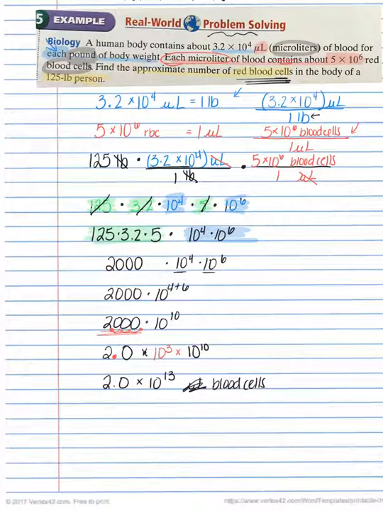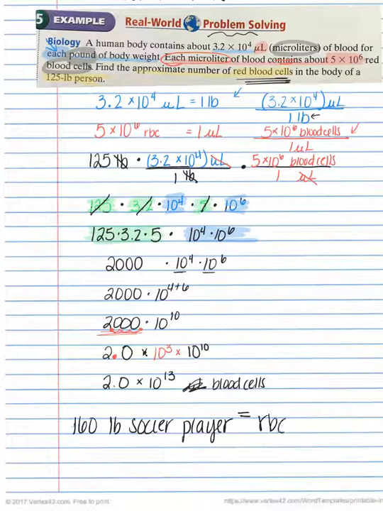Okay, I would like you now to consider how many red blood cells would be in a 160-pound soccer player. So if you have a 160-pound soccer player, how many red blood cells does he have? Go back through this process, see what you can do, and have your answer ready for me tomorrow in class.